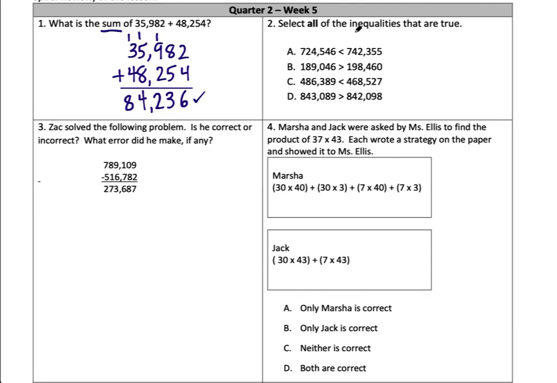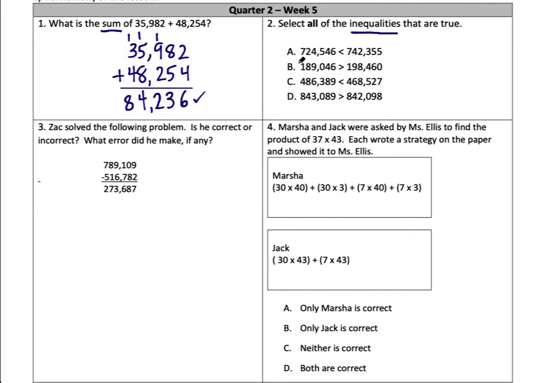Select all of the inequalities. Inequalities means all the problems that are not true, or excuse me, not equal. The word in means not, and then you see equality there, so not equal. All of the inequalities that are true. So two numbers that are not equal. All right, select all that are true.